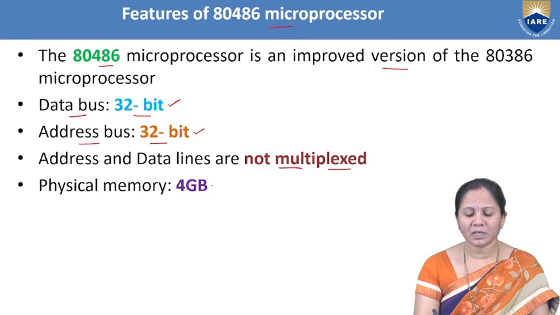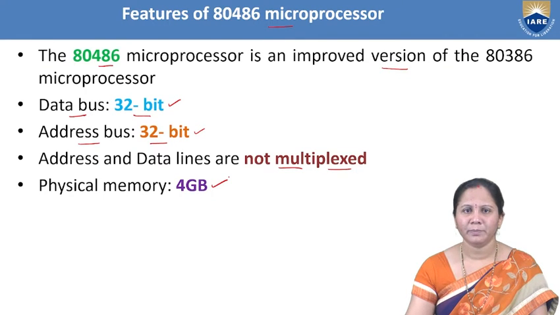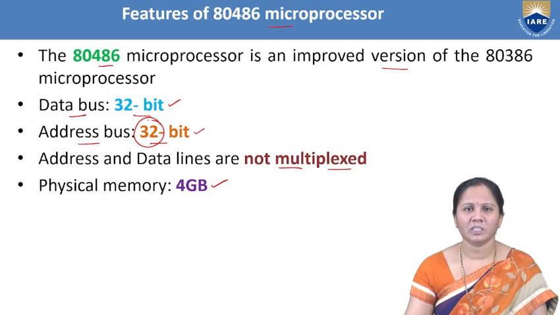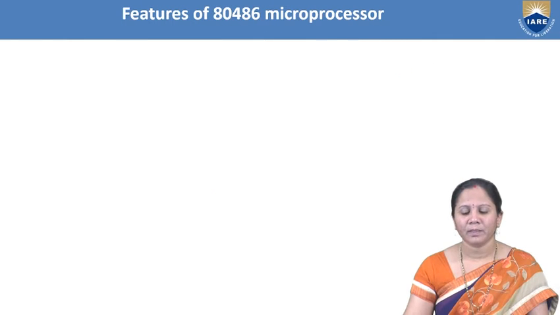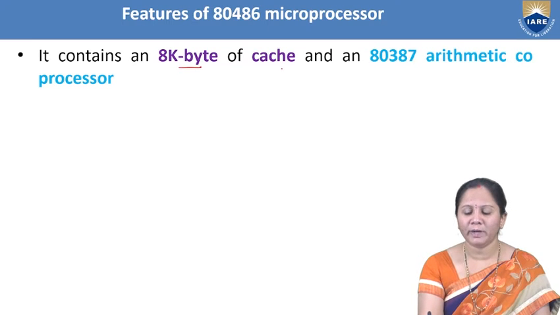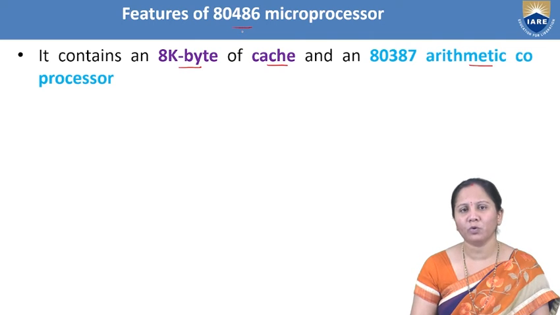Now, the physical memory size is 4 GB. In order to know the size of the physical memory, you have to consider the size of the address bus. So we write that the address bus size is 32-bit, 2 power 32, and it leads to the size of the physical memory of any microprocessor. The next features are here. It consists of 8 kilobytes of cache memory, and it also consists of one coprocessor. That means the 80486 also consists of one coprocessor.